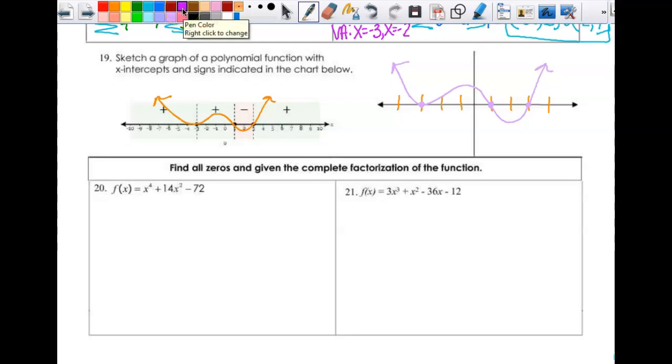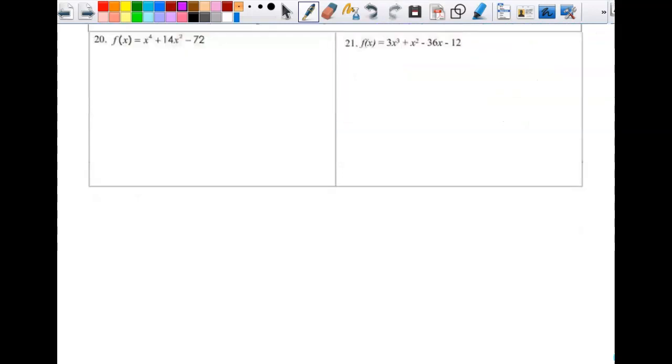Okay, so now we're going to find all the zeros and give the complete factorization of the function. So to find the zeros, I'm going to factor what I can. So 0 equals, give me x squared and x squared. This is negative, so the signs are opposite. I need two numbers that multiply to give me negative 72 and subtract to give me 14. So that's a positive 18 and a negative 4. So then that gives me x squared plus 18 times x squared minus 4.